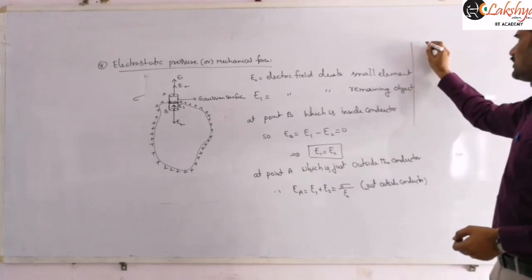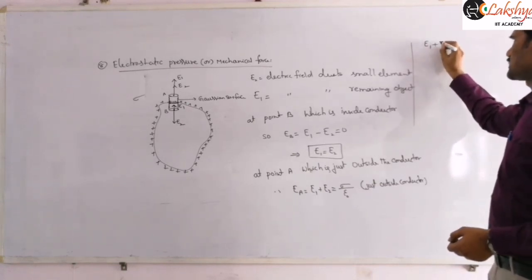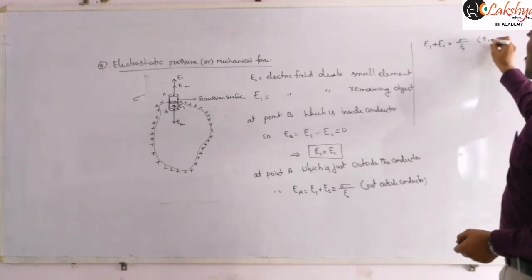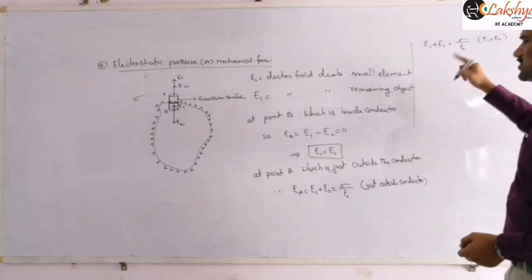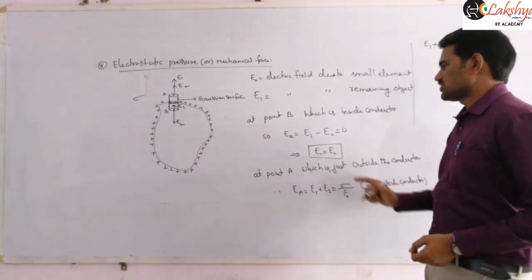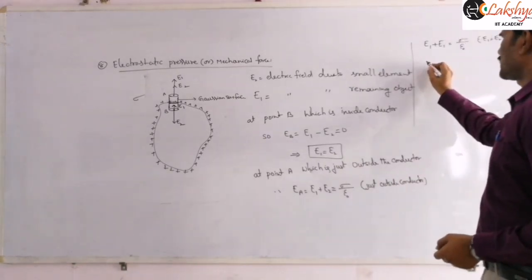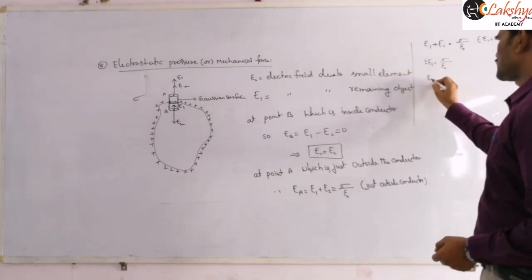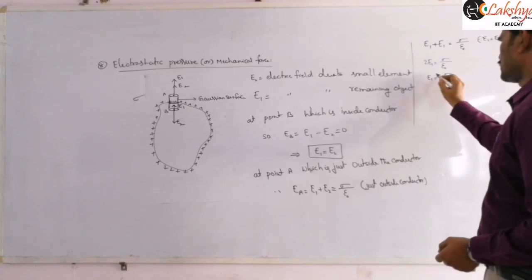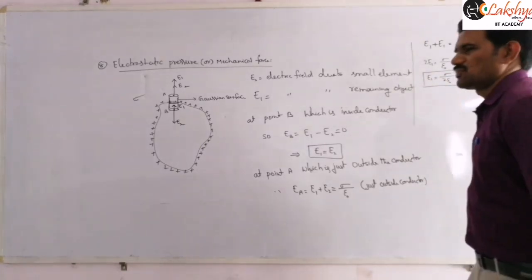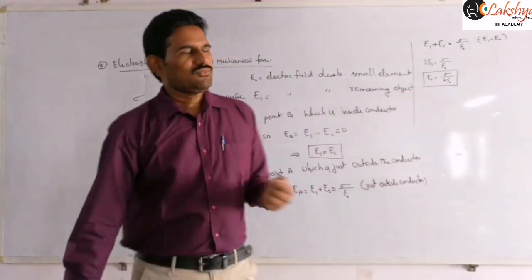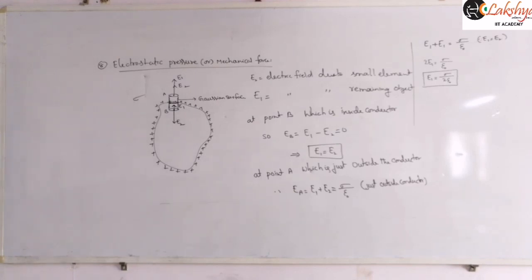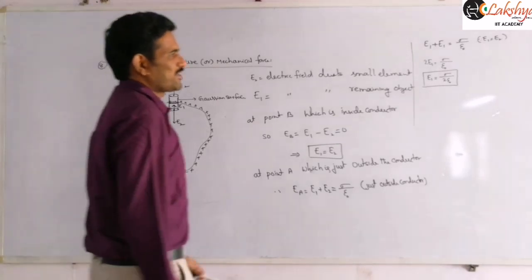The electric field, then E1 plus E2 is equal to sigma by epsilon naught, and since E1 and E2 magnitudes are the same, E1 is equal to E2. Therefore I can write this as 2E1 is equal to sigma by epsilon naught, and therefore E1 is equal to sigma by 2 epsilon naught. That will be the electric field due to the whole object, the remaining object.